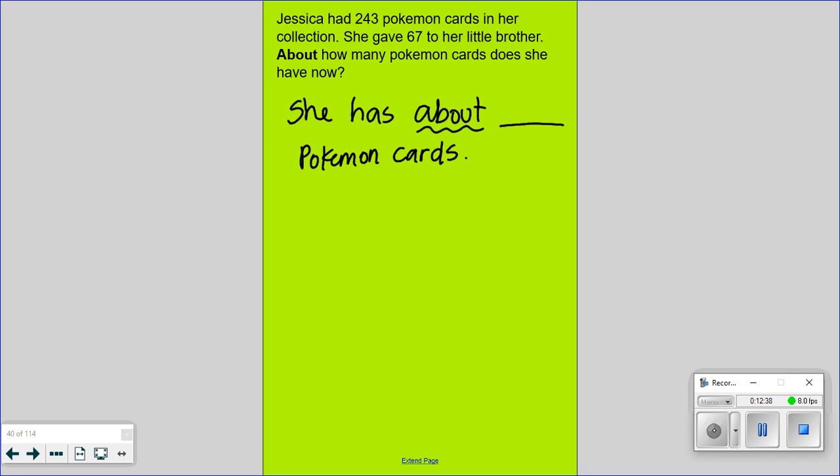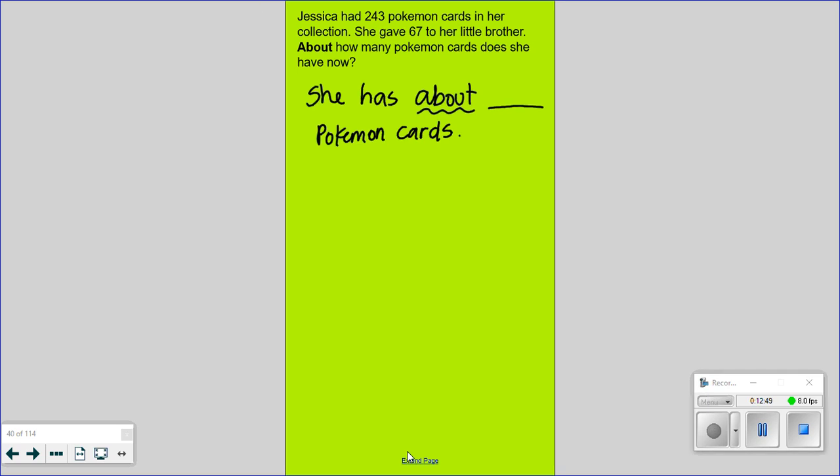All right. Penelope, what's your favorite strategy? Front end estimation. So let's front end estimate, Penelope, how many Pokemon cards she has right now. So I know she really has 243. Go ahead and write that down. Penelope likes front end estimation. Cool. That means, Penelope, we're only thinking of that first digit. So what is that new number? 200.